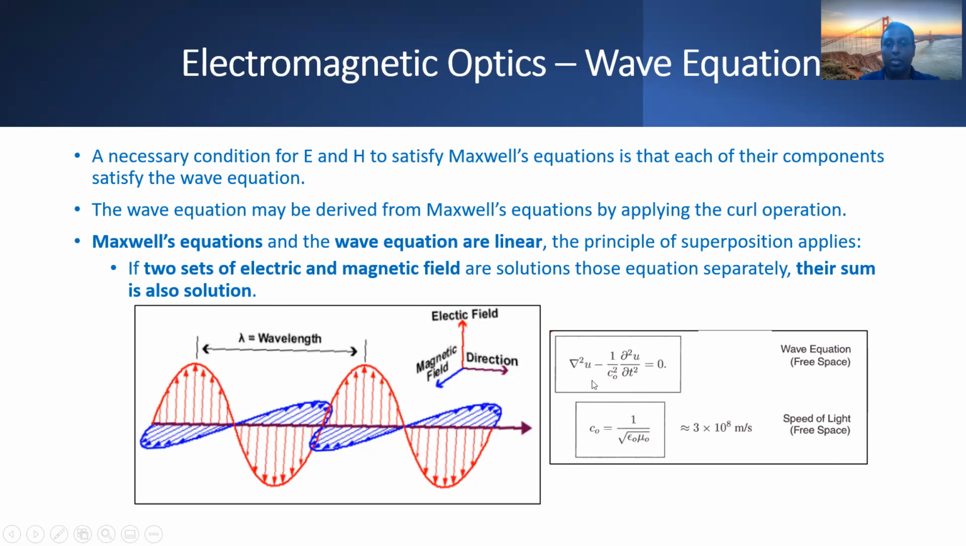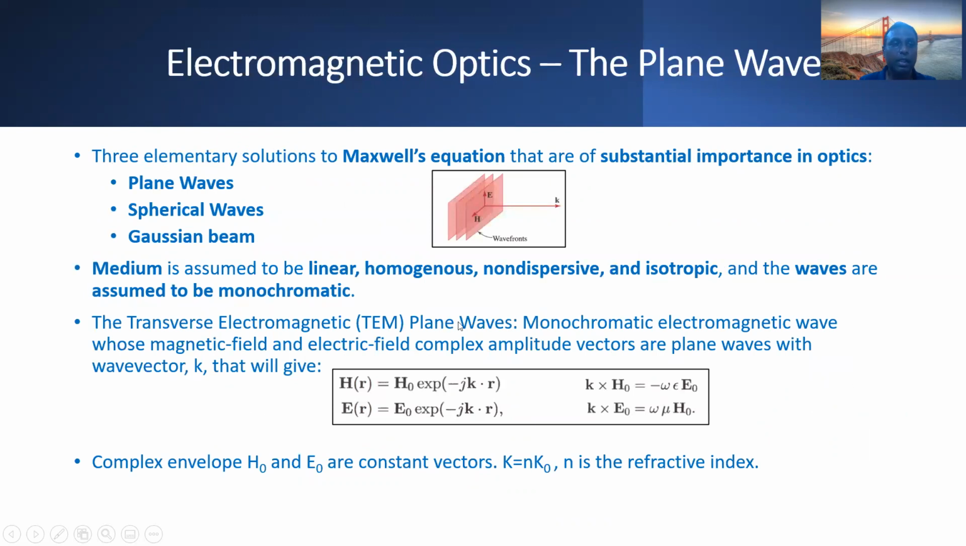So here we can use the curl operation, which will give the wave equation under free space, and also the speed of light. We can use the constant, which is 3 times 10 to the power 8 meters per second. There are three elementary solutions to the Maxwell equations that are of substantial importance in optics. One is the plane wave, then the spherical wave, and the Gaussian beam. The medium is assumed to be linear, homogeneous, non-dispersive, and isotropic, and the waves are assumed to be monochromatic.